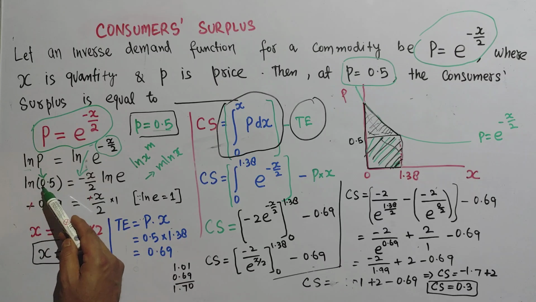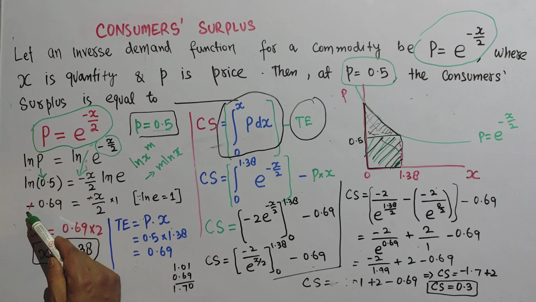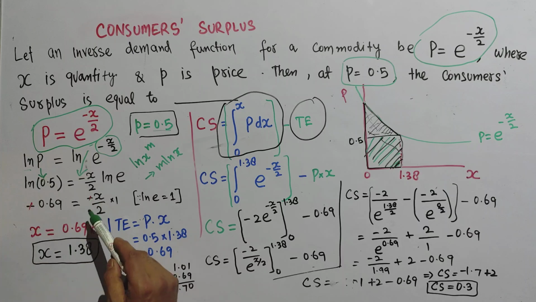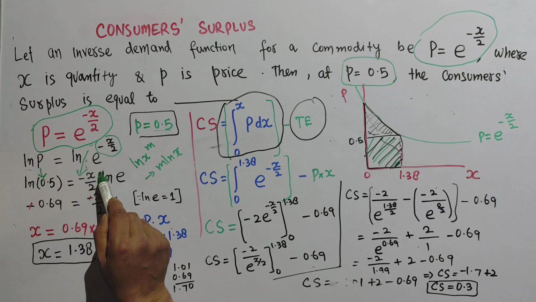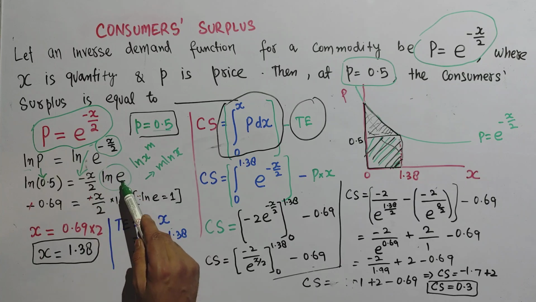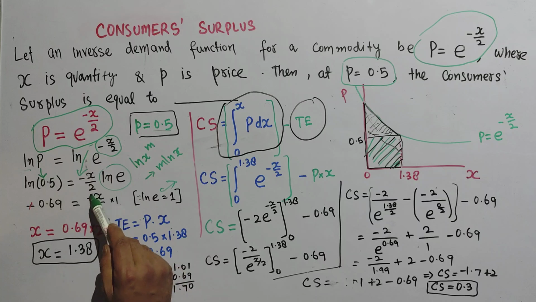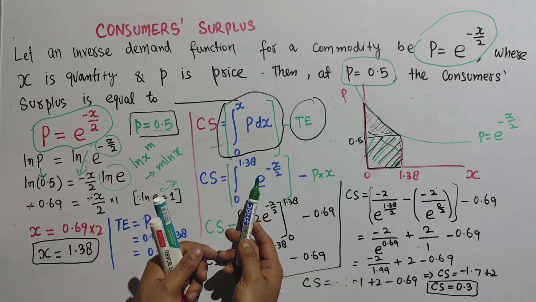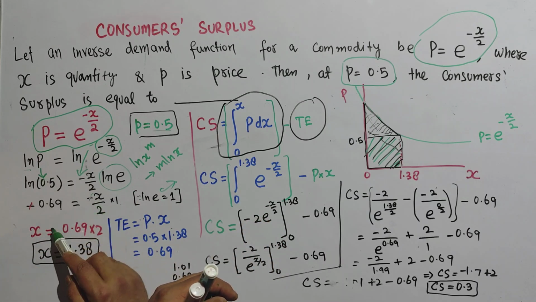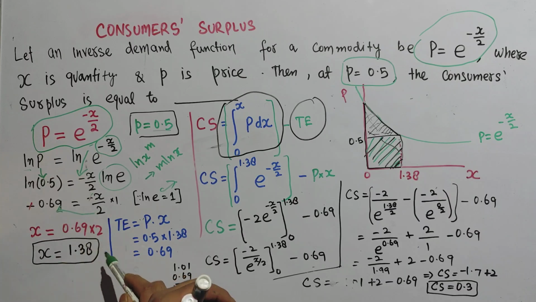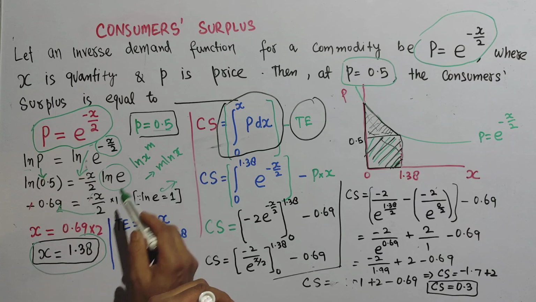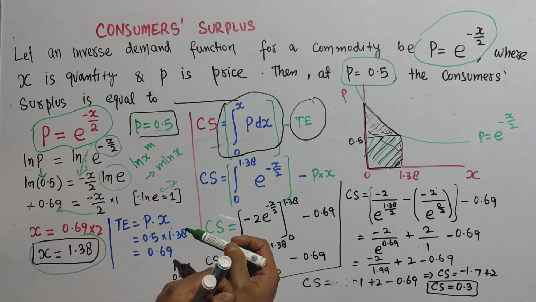Now ln of 0.5 is minus 0.69, and here on the RHS we have minus x upon 2 ln of e. Natural log of e is equal to 1. We know this property. Minus and minus get cancelled on both sides. That means x will be equal to, transposing this to here, it will get multiplied. That means quantity demanded will be equal to 1.38 when price is equal to 0.5.